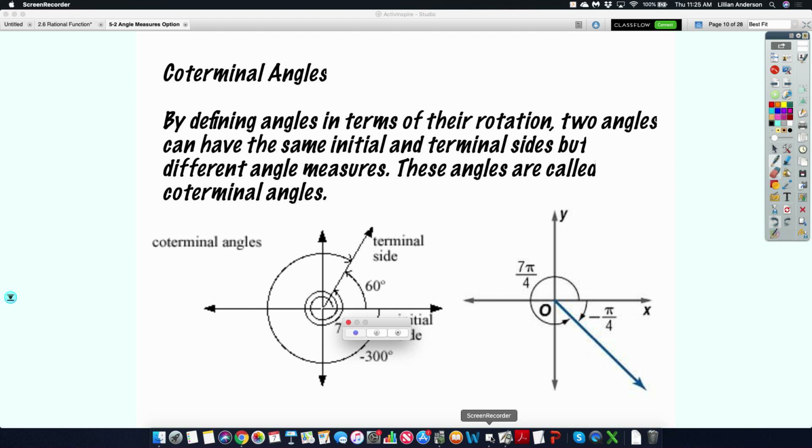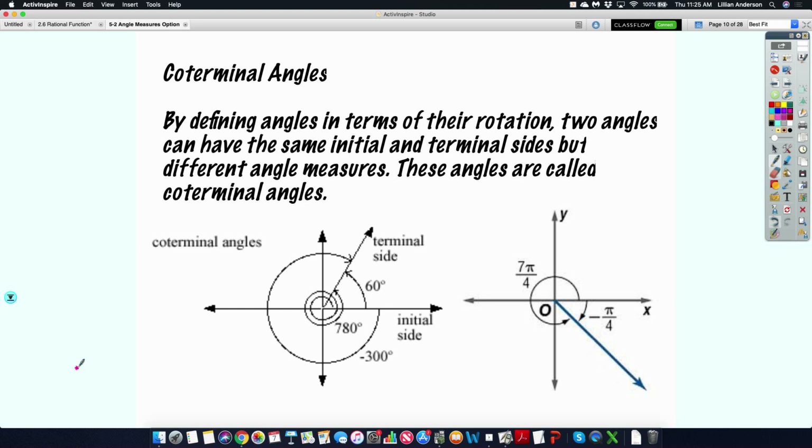That very first angle that I drew out for you, that was 120 and 240, those were examples of coterminal angles. They had the same initial side and the same terminal side, but because one was counterclockwise and the other one was clockwise, it created two different angles. So two angles that have the same initial side and the same terminal side are called coterminal angles. And here's an example that you see down the bottom.